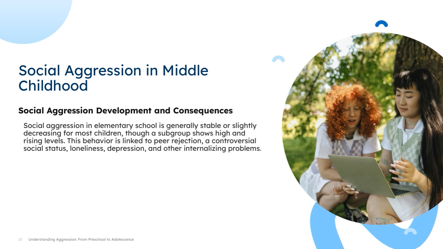It often leads to peer rejection or puts them in what's called a controversial social status, where they get mixed feedback from others, sometimes accepted, sometimes not. Beyond the social challenges, these kids can also experience emotional struggles like loneliness and depression. Understanding these patterns is crucial because social aggression doesn't just affect friendships. It can impact children's overall emotional well-being as they develop.